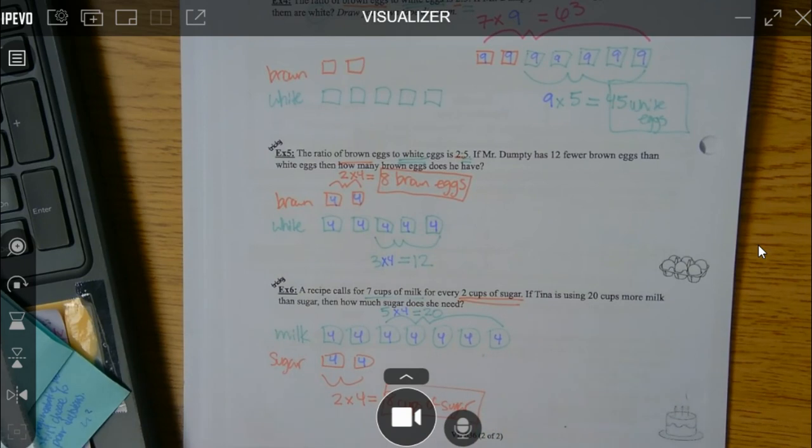And there you have it. You just mastered how to use tape diagrams. Congratulations, those were pretty tough.